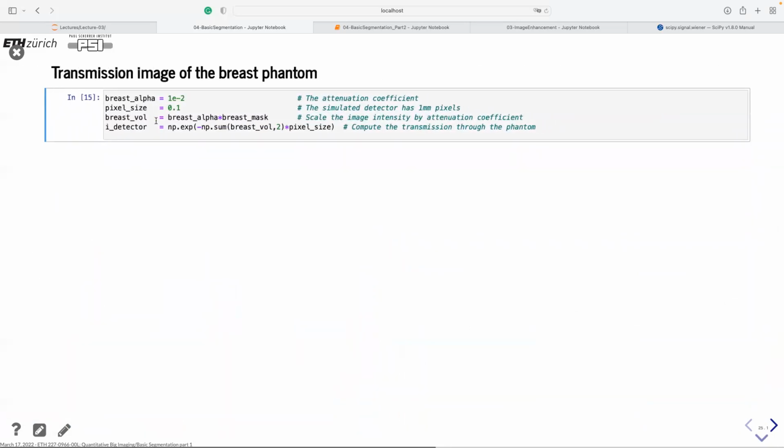Now we see that we have attenuation coefficient 0.01, pixel size equal to 1. From this phantom, we are going to measure what the detector would see. The volume would be the alpha times the mask, so that's the thickness of this breast phantom. Then we apply Beer-Lambert's law. That would be the sum of the pixels in the direction we are looking, times the pixel size, and then we compute the exponential of that.